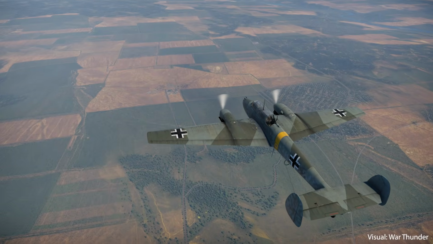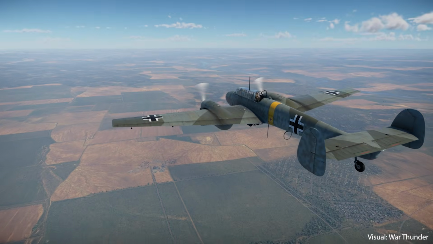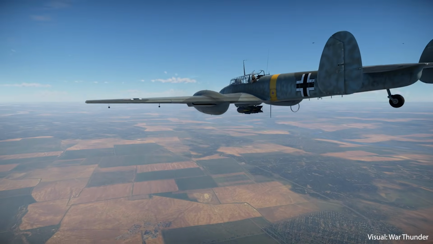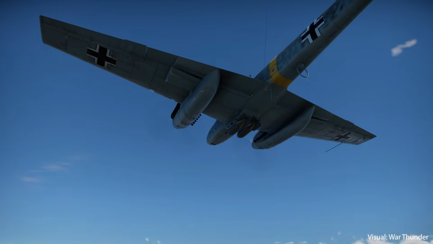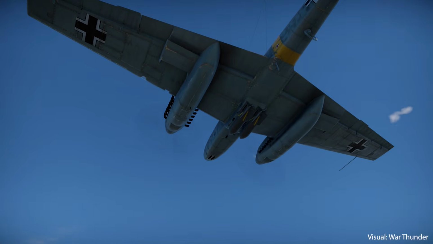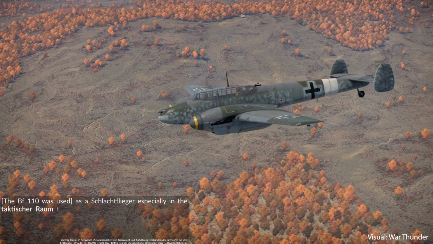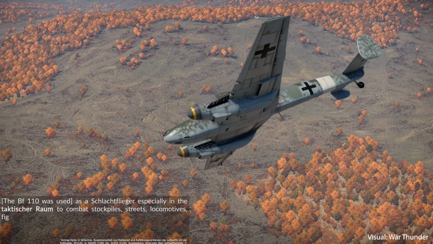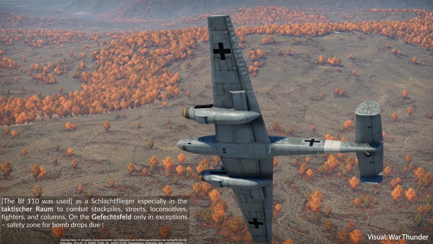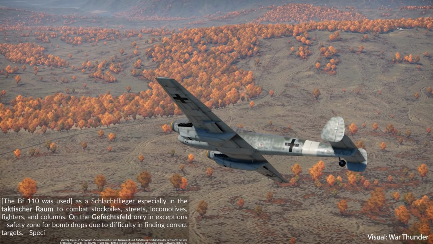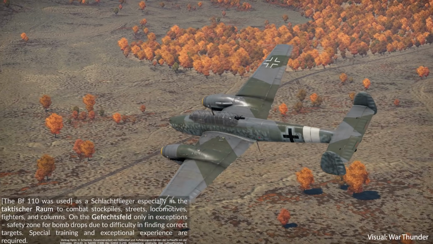It also became obvious that the 110 was not a good close air support aircraft. It was considered vulnerable due to its size and liquid-cooled engines and thus relegated to interdiction. Quoting directly out of one instructional Luftwaffe lecture here, the Bf 110 was used as a Schlachtflieger, especially in the taktische Raum, to combat stockpiles, streets, locomotives, fighters and columns. On the Gefechtsfeld, only an exception. Safety line for bomb drops due to difficulty in finding correct target. Special training and exceptional experience are required.